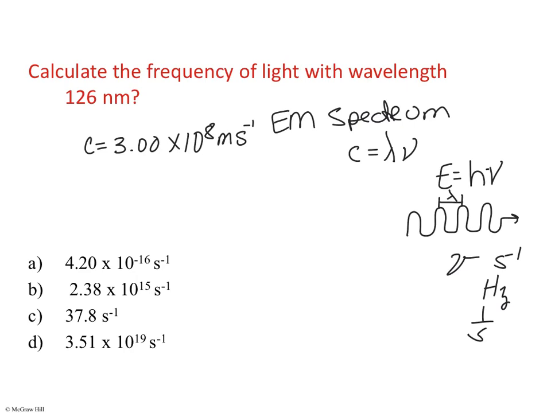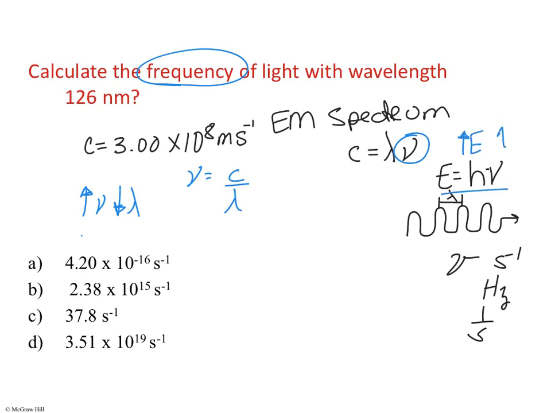And then if you want to calculate the frequency, nu, then nu equals c over lambda. You notice that if you have a higher frequency, you have a lower wavelength, and also if you have a higher frequency, you also have a higher energy, because those are directly proportional. So here, if we solve for frequency, you would do 3.00 times 10 to the 8th meters per second.